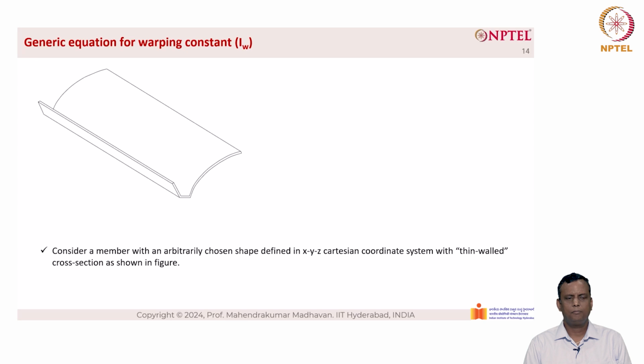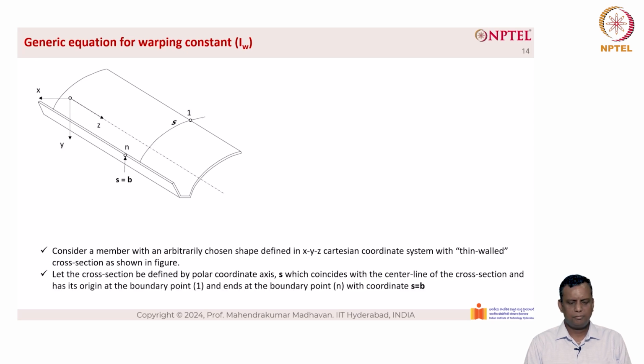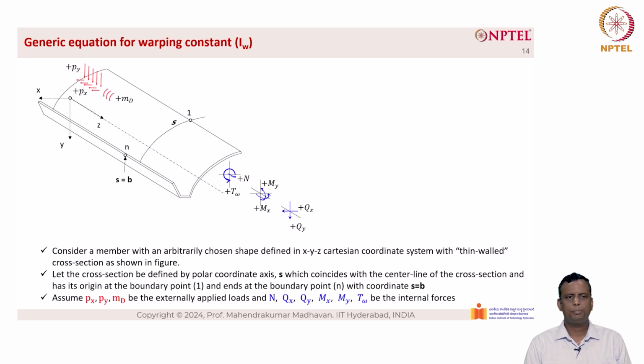Consider a member with an arbitrarily chosen shape defined in the XYZ Cartesian coordinate system with a thin-walled cross-section as shown in the figure above. Let the cross-section be defined by the polar coordinate axis S, which coincides with the center line of the cross-section and has its origin at boundary point 1 and ends at boundary point N with coordinate S equal to B. Assume Px, Py, Md be externally applied loads and N, Qx, Qy, Mx, My and T omega be the internal forces.